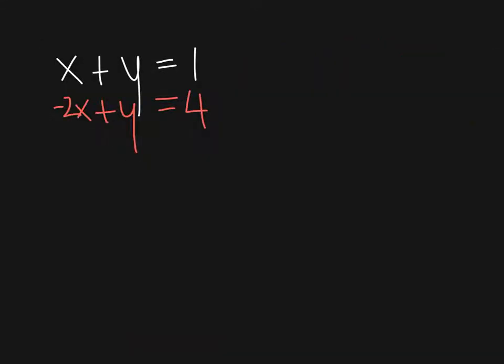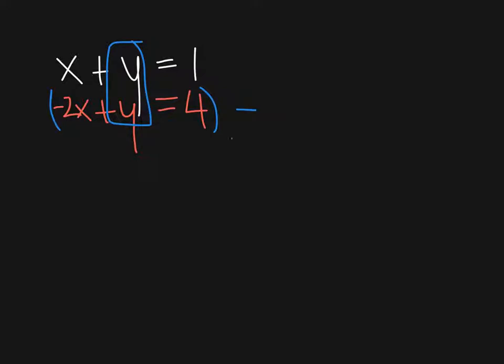So in this problem, we're actually not going to use addition, because if you look at this here, I don't have anything that matches up that would cancel each other out. What I do have here is I have y and y, but they're both positive. So instead of using addition, I'm going to use subtraction on all of this.